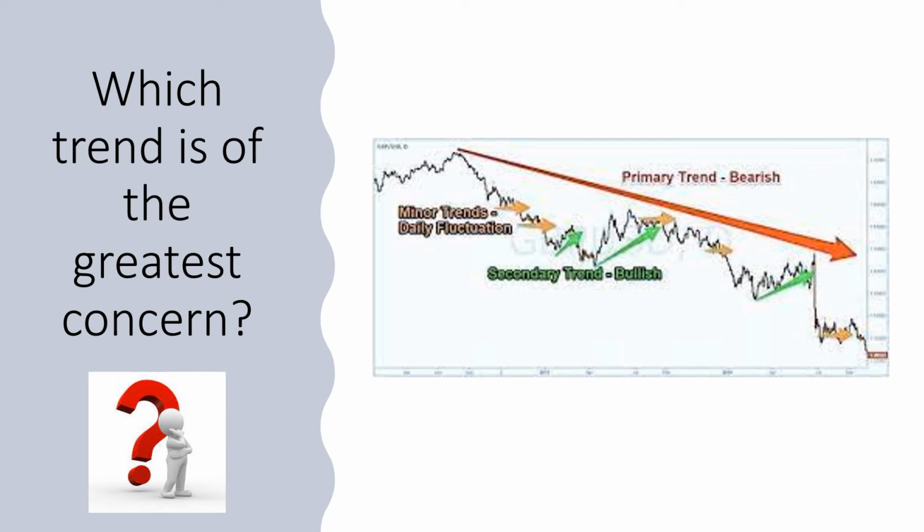According to the Dow theory, the primary trend is of the greatest concern and presents the greatest opportunities. The secondary trend also creates trading opportunities, while the minor trend is usually of little consequence.